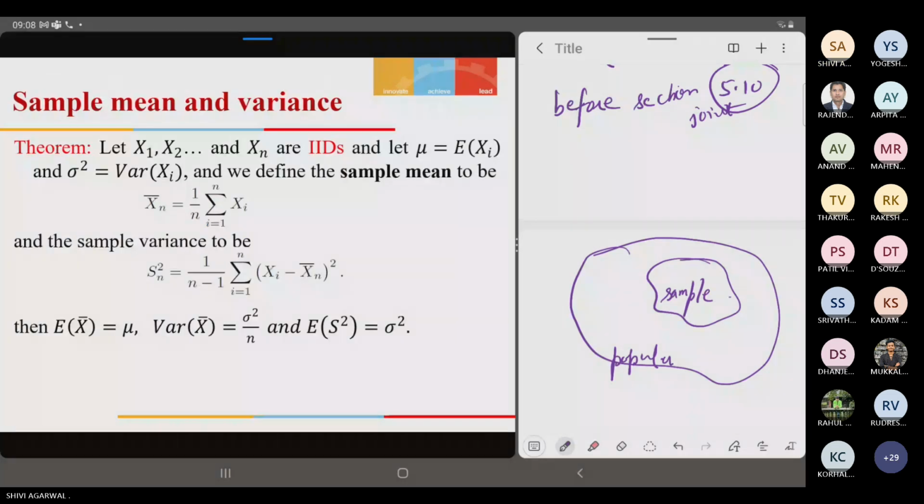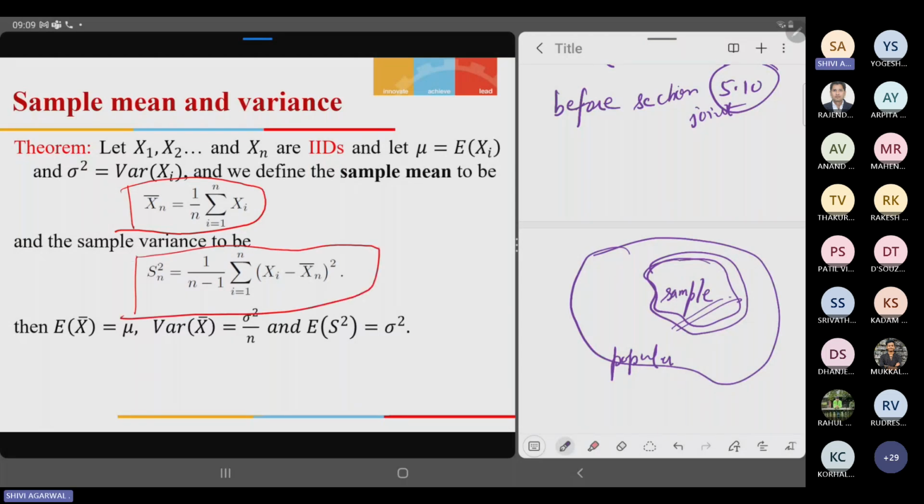Okay. So this is the sample we are talking about, and in this sample we are doing some calculation. That calculation is known as the sample mean and sample variance. So X1, X2, ..., Xn are, as we have done already, independent and identically distributed. Independent means, as you have done in joint distribution, the joint is equal to the product of the marginals, and identical means having the same type of distribution, same property.